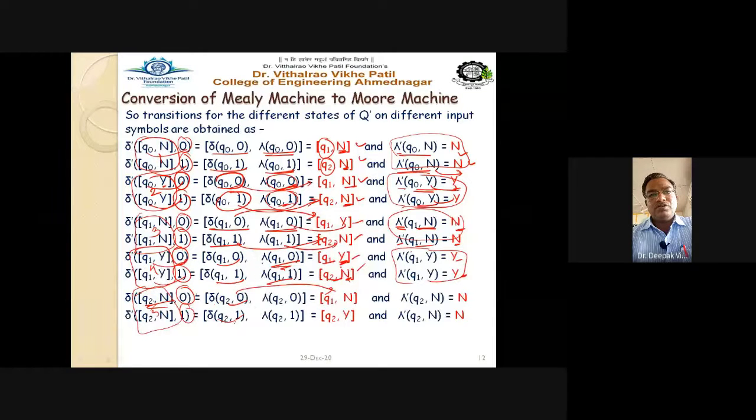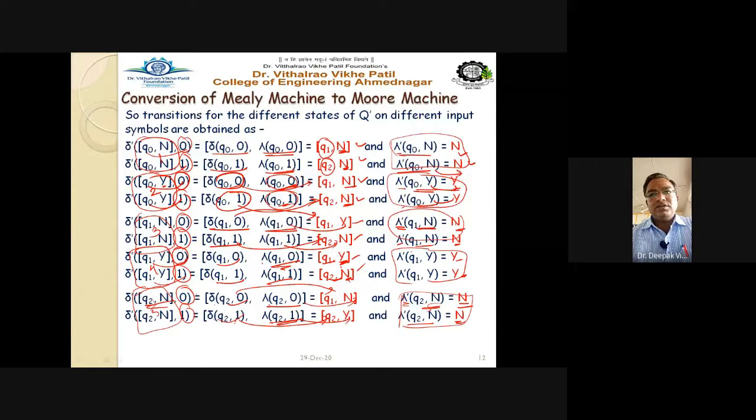Delta, that is the transition of Q2 on input 1, the answer is Q2 here. So this is the case. Lambda of Q2 on 0 is nothing but your N. Lambda of Q2 on 1 is nothing but your Y. Got this point? And finally, the lambda dash is nothing but your Q2N for the next state, that is nothing but your fifth state, and the output is N for this particular state.